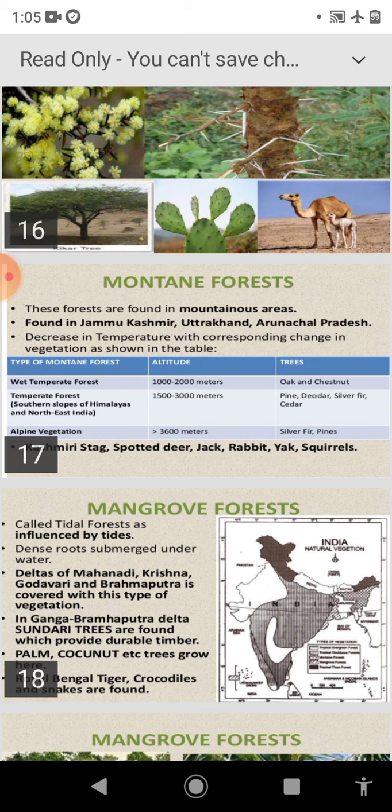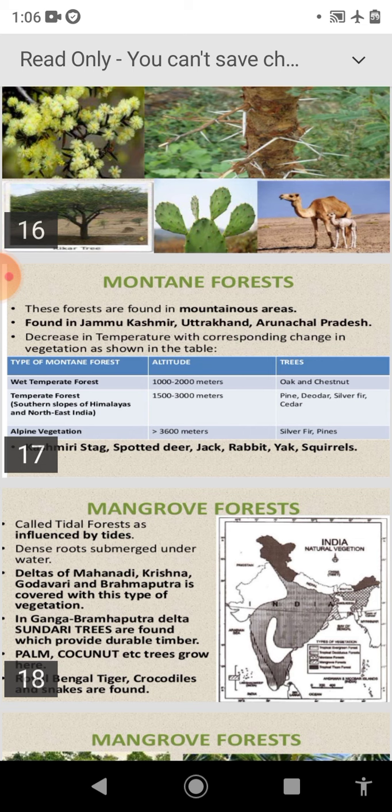However, they get progressively stunted as they approach the snow line. Ultimately, through shrubs and scrubs, they merge into the alpine grasslands. And these grasslands are extensively used for grazing by nomadic tribes like Gujars and Bakarwals. At higher altitude, mosses and lichens form part of tundra type of vegetation.